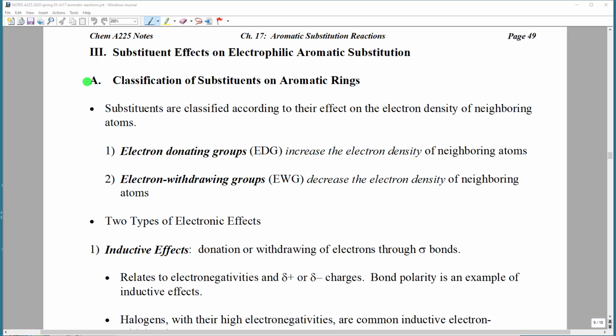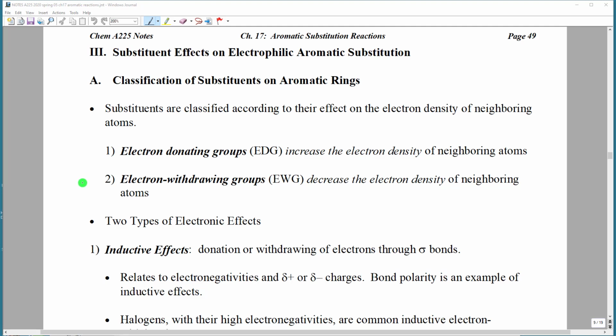So first of all, let's talk about the substituents. We're going to classify the substituents based on how they affect the electron density of neighboring atoms, particularly the atoms in the aromatic ring. We can basically divide these into two effects. Electron donating groups increase the electron density of neighboring atoms when compared with hydrogen. We really haven't encountered many of these, but one that we have looked at in the past are carbon alkyl groups, where we saw that they stabilized adjacent carbocations.